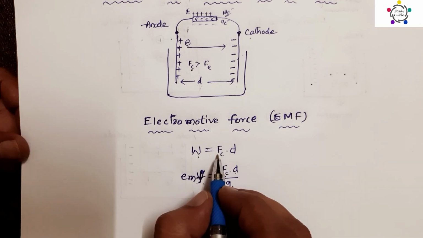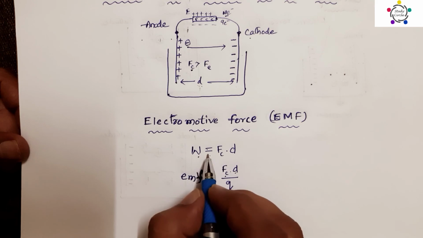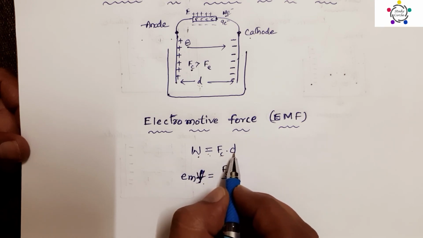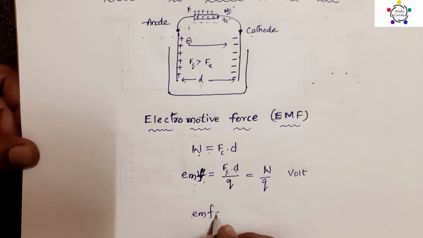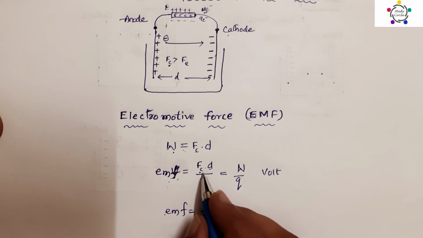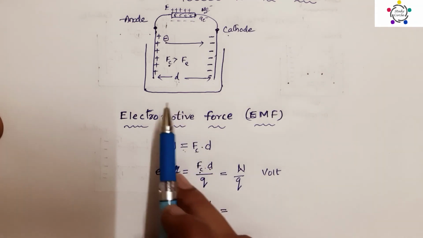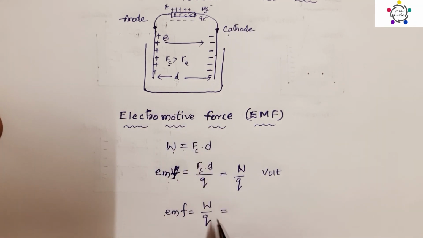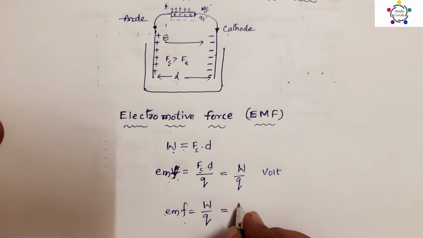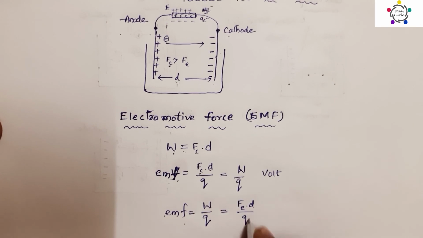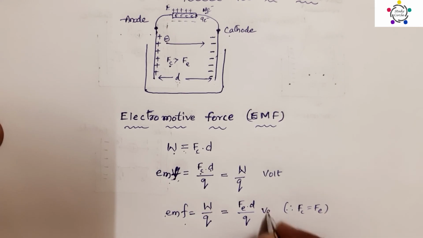Here the work done by the chemical force, W, is equal to Fc times the distance d between the electrodes. Coming to EMF, EMF is equal to W by Q. That means the work done by the chemical force on 1 coulomb of charge to move a distance d from the positive terminal to the negative terminal is called EMF. Assume the chemical force is equal to the electric force, then EMF is Fe into d by Q. The SI unit is volt.